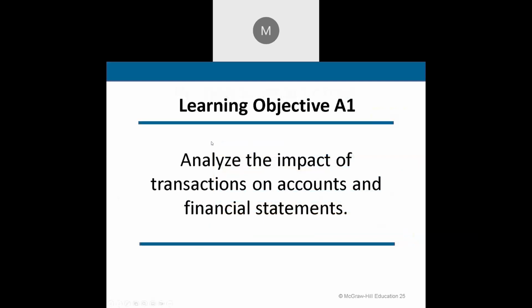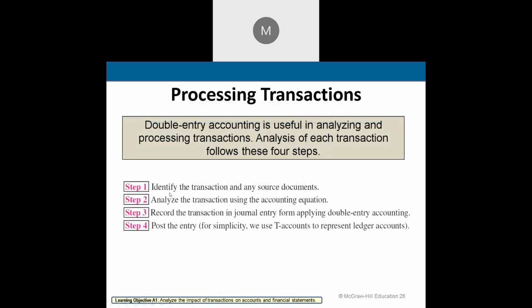So earlier we talked about the financial statements: income statement, balance sheet, statement of cash flows, statement of owner's equity. I'm sorry, retained earnings. I want to show you what happens to those financial statements based off of these transactions.